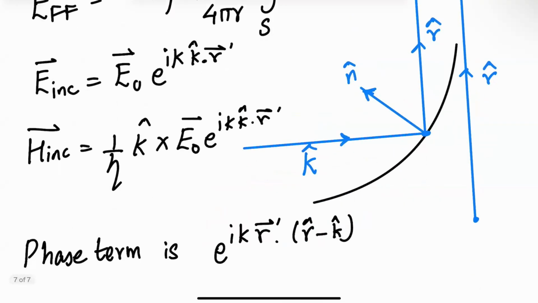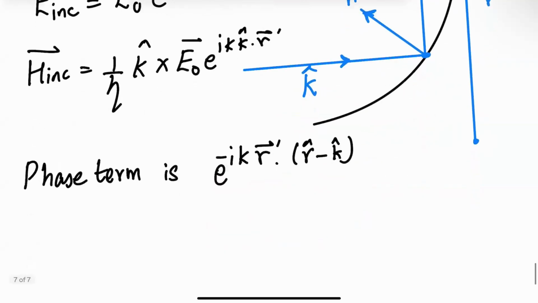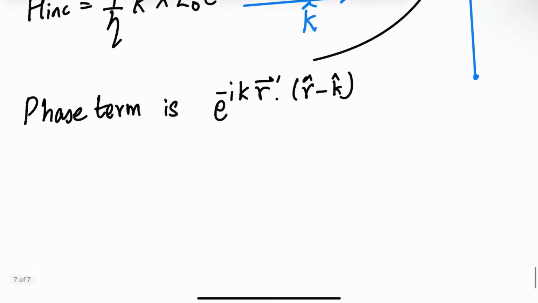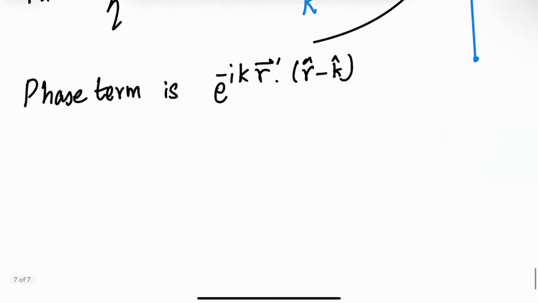I can put a minus sign here, I guess, just to be exact. Or you can write k hat minus r hat, doesn't matter, because anyway we need to send the gradient to 0. Okay, so this is my phase term, and I need to see where this becomes stationary, right? Which means where this becomes stationary.